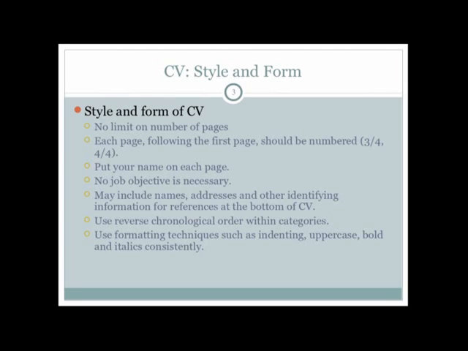You're going to include identifying information, contact information, because of course you need to be able to be found quickly and easily. You're going to use reverse chronological order within categories, so you're going to give people an easy way to locate information. And you're going to use formatting techniques to help draw the eye to various information that you think is important, such as uppercase letters, or bolding, or indenting, or italics. But you do want to use these techniques consistently. You don't want to begin using them at the beginning of the CV and then taper off towards the end.